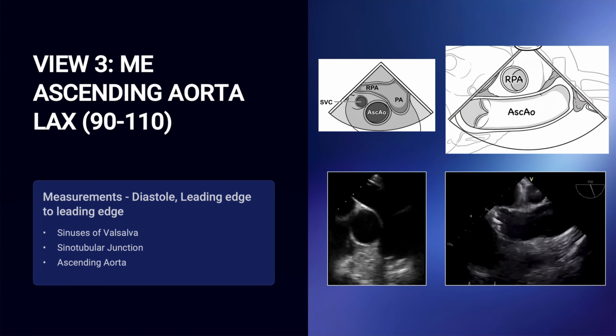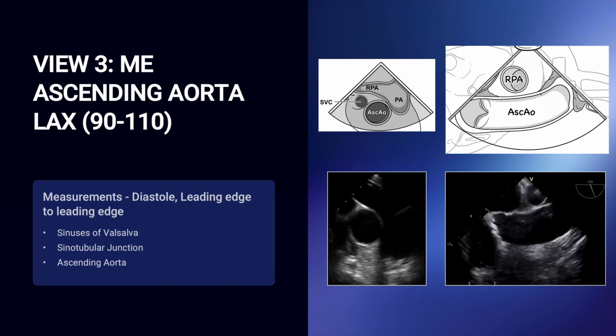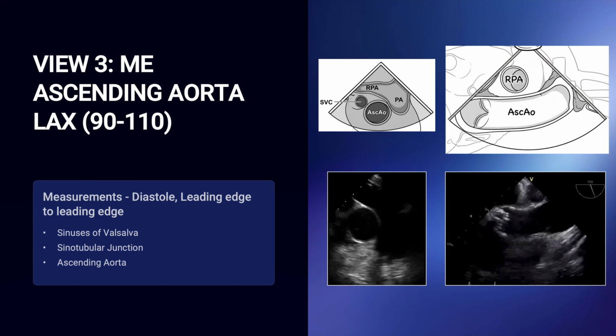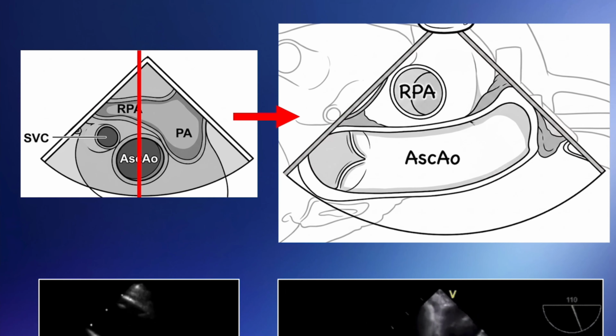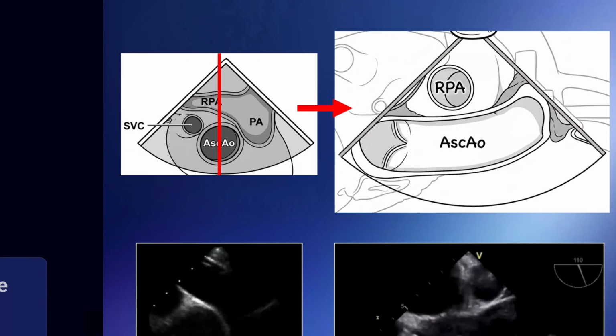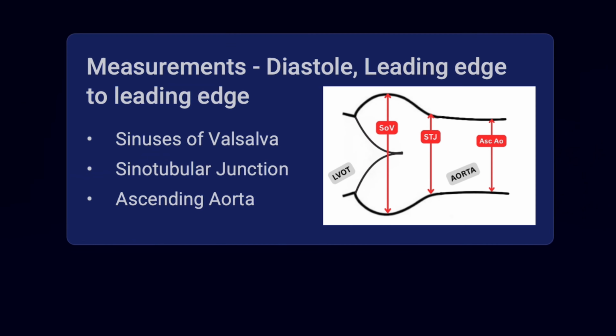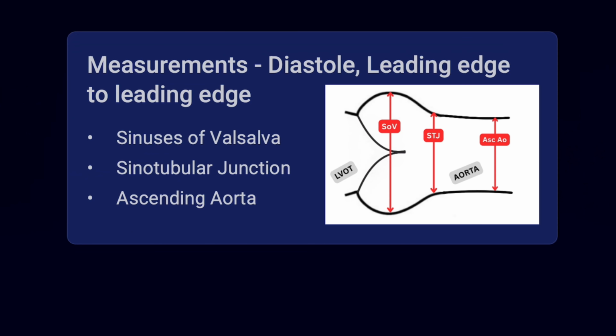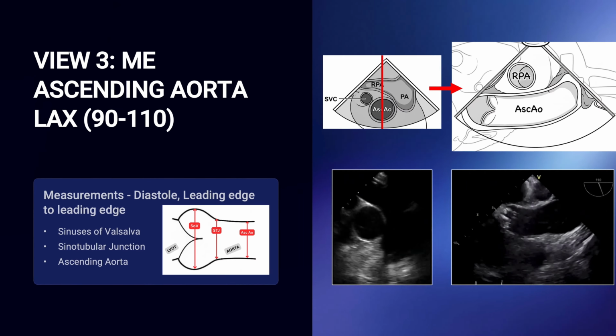The third view that is helpful for evaluating aortic regurgitation is the mid-esophageal ascending aorta long axis view with an omniplane angle between 90 and 110 degrees. You could start with this 0-degree mid-esophageal ascending aorta short axis view and X-plane through it to give you a nice centered mid-esophageal ascending aorta long axis view. When you make measurements from this view, measurements should be in diastole from leading edge to leading edge, and you can get measurements of the sinuses of Valsalva, the sinotubular junction, and the ascending aorta from this view.